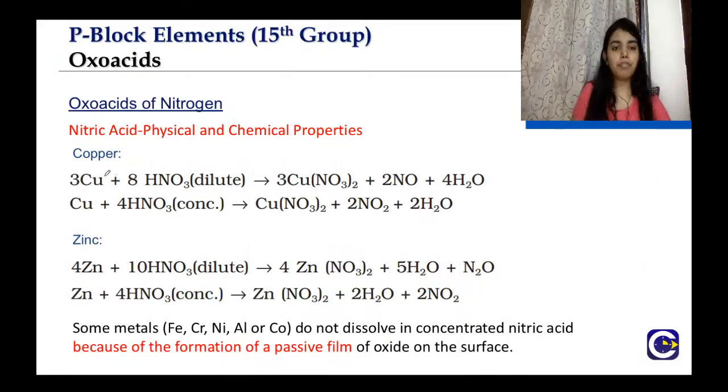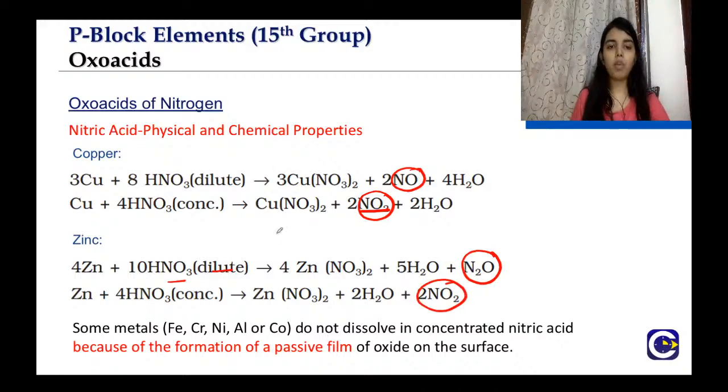See here, for copper, if you treat it with dilute nitric acid, it will give you copper nitrate plus NO plus H2O. If you treat it with concentrated nitric acid, the product will be NO2, copper nitrate plus NO2. While in the dilute form, the product was NO. In zinc, dilute HNO3 will give you N2O, while concentrated HNO3 will give you NO2. Metal nitrates are common to all the reactions.